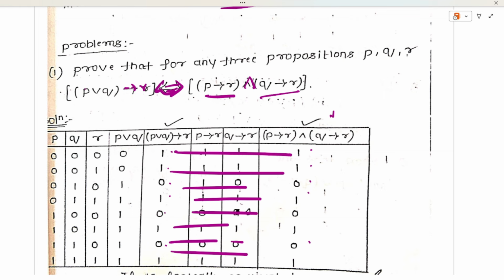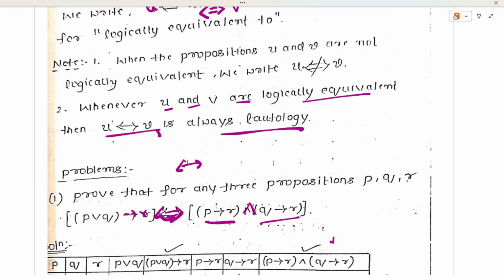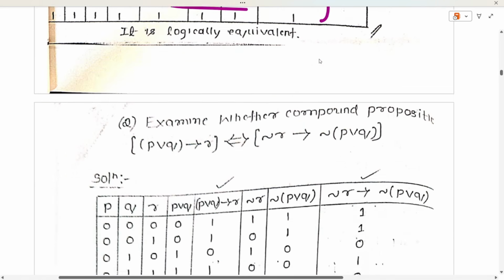If all the values are ones, or if it has zeros and ones mixed, it is a contingency condition, as I hope you know. Here, U and V are logically equivalent when the biconditional statement holds. Here it is conditional.